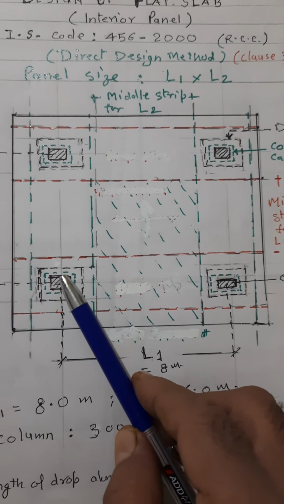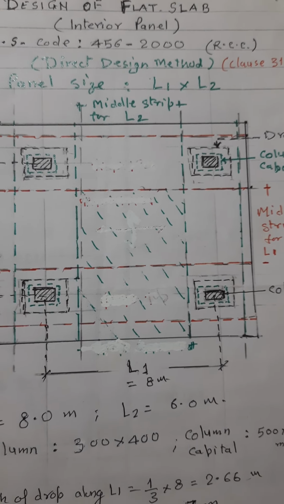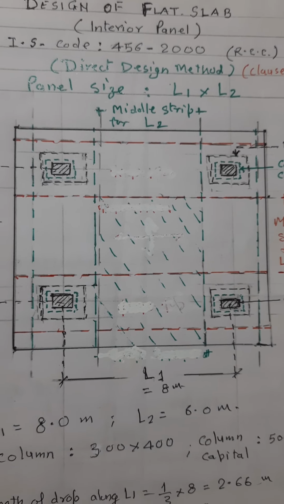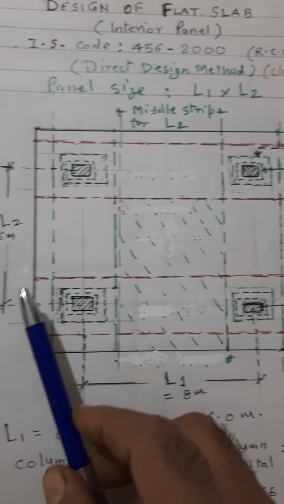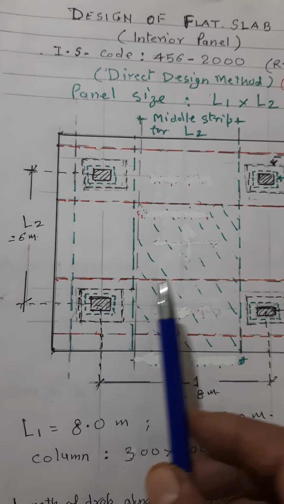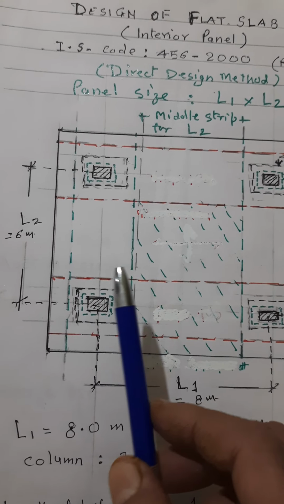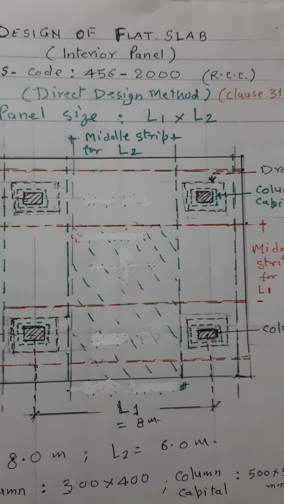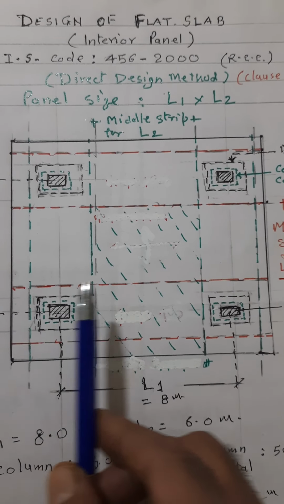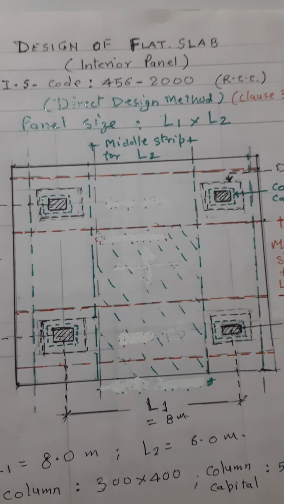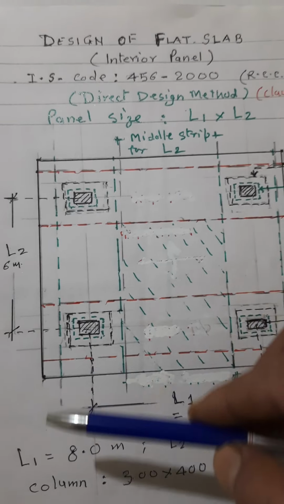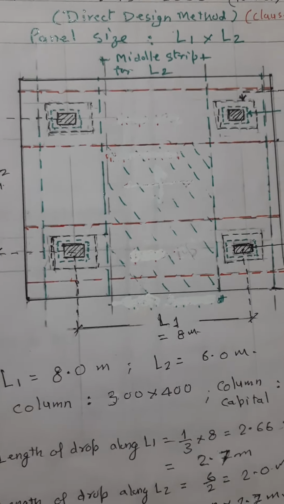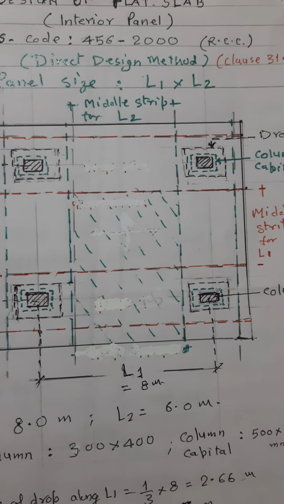So, if increasing the column as a column capital or column head is still inadequate to resist the load, what we do is give additional slab thickness under the column, and we call this a drop. What is the length of the drop? In this direction it is generally taken as 1/3, and in this direction 1/3. Under any circumstances it should not be less than 1/3.